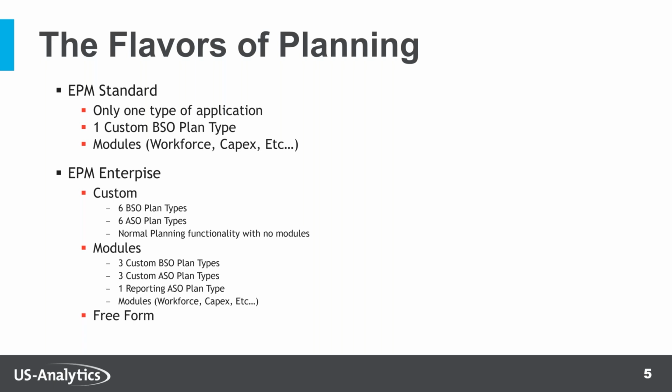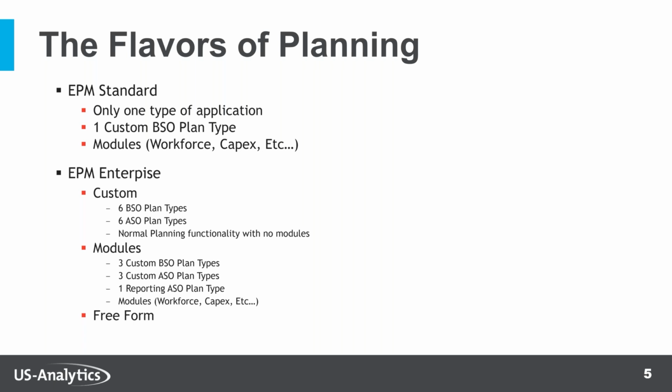And obviously, independent of just the planning stuff, which we won't talk about the other products today, EPM Enterprise includes a ton of products plus several different flavors of planning itself. So we have a new one called Custom. Custom has 6 BSO plan types and 6 ASO plan types, but it doesn't have any of the modules. So you can't ever go back in and say, I'd like to add a module to this. So it kind of locks you out of that.